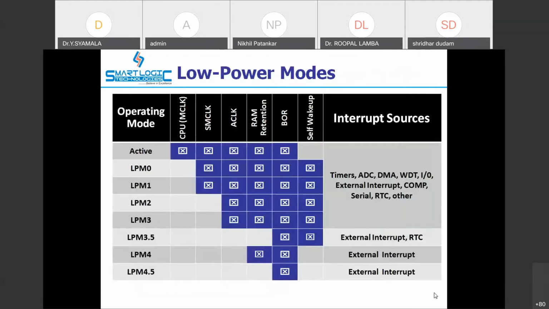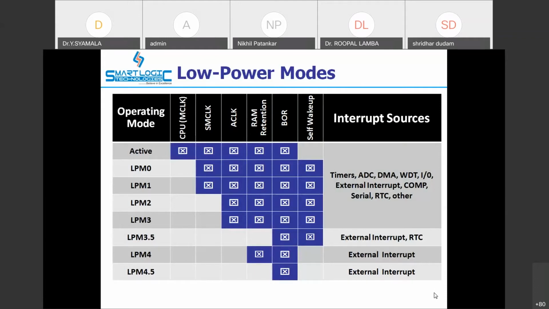As I mentioned, these are the various low power modes of the MSP430. Active is the normal mode, where all the clocks are present. RAM retention is very good. Brownout reset is also there. Self backup is not required at all because it is always active, and which interrupt sources take it into a backup mode is also mentioned here.